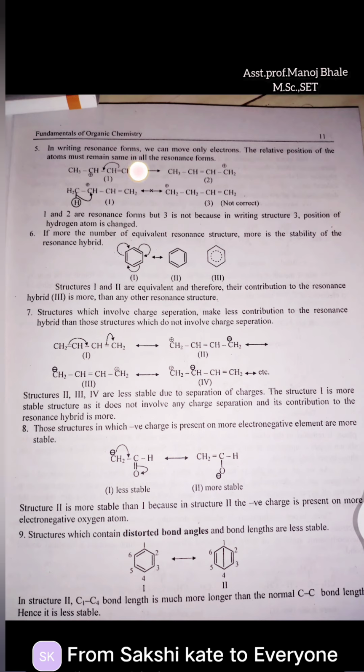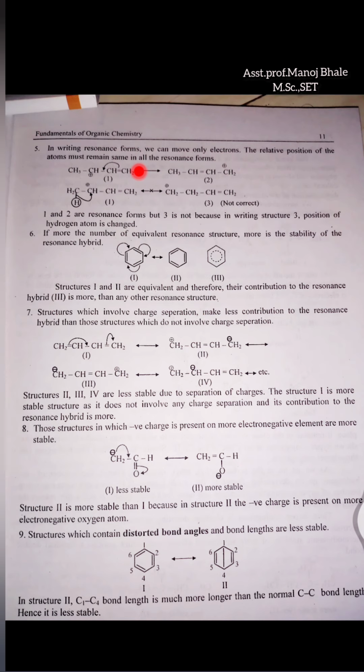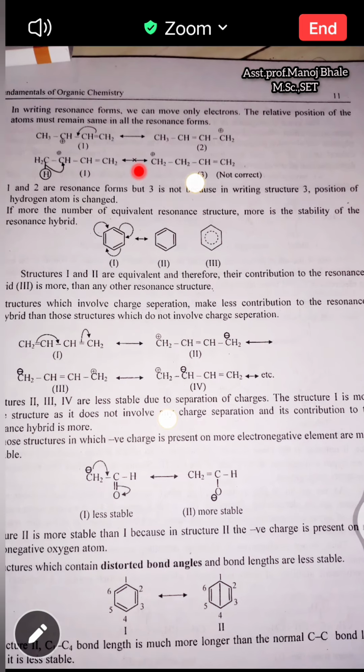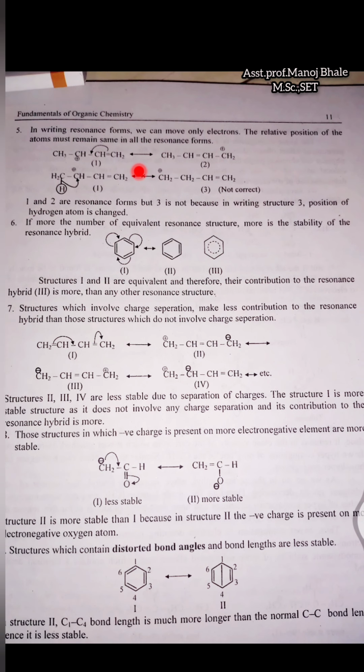This double bond converts into a single bond with donation of the electrons to the positive charge. The electrons of the double bond are donated to this single bond, and a positive charge is generated. So that is the resonance, meaning migration of the electron from one bond to another bond. That is the meaning of the resonance.